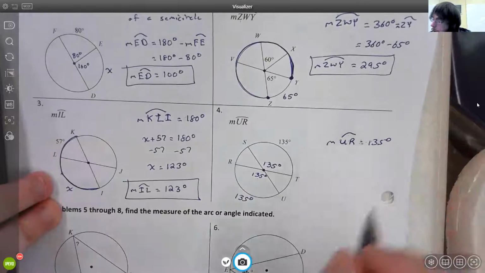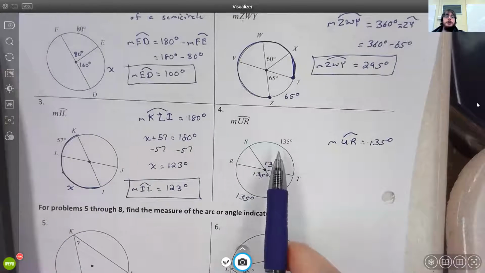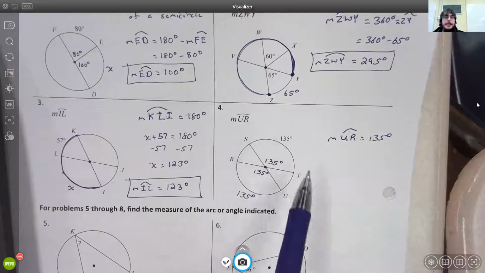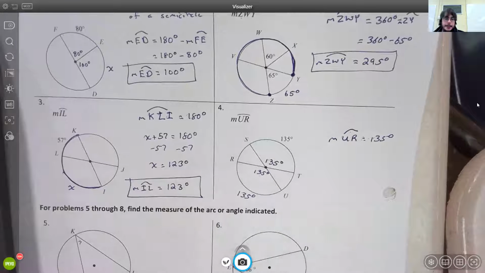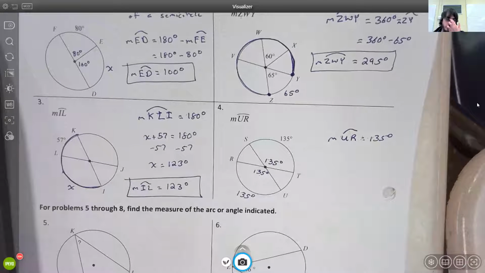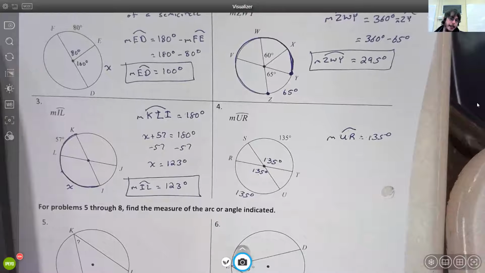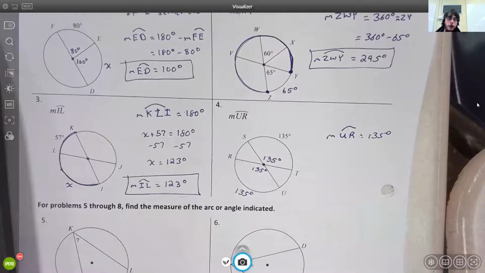And some of you might be saying, well, couldn't we have just said it was 135 because we know ST is the same as RU? And yes, in this case, we do know that that's true. But I wanted to show you why that was the case. And it's based on vertical angles.